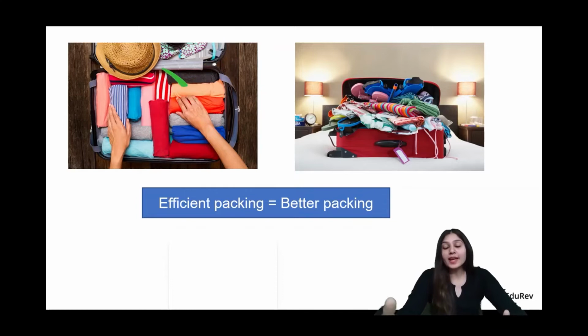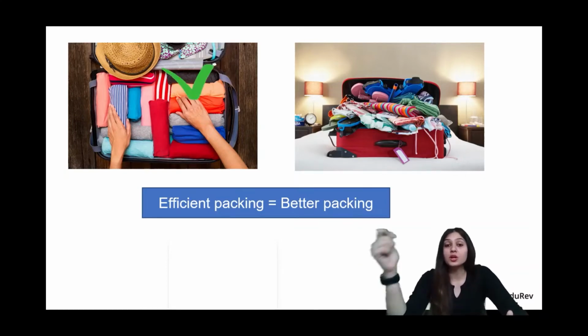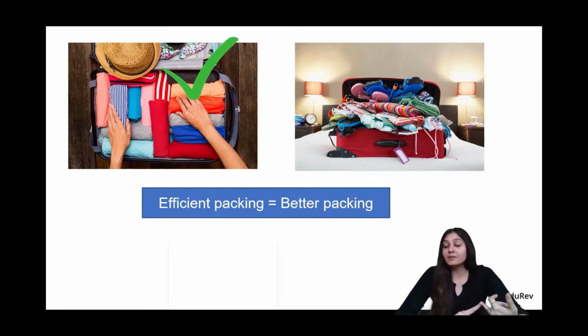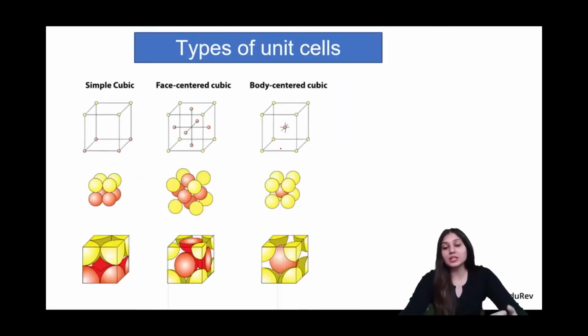Now we'll extrapolate this concept to our solid state and the unit cells which we have studied previously. If you have not done that, you should definitely do so, because for this video, what we should know is what a unit cell is, how many types of unit cell exist, and what the number of atoms in each unit cell is. Coming to the types of unit cells, we have three different types: simple cubic, face-centered cubic, and body-centered cubic. All three are cubic, which means the basic structure is a cube.